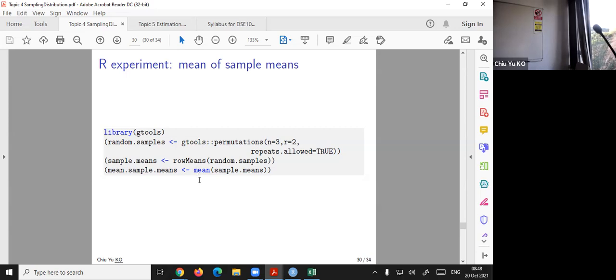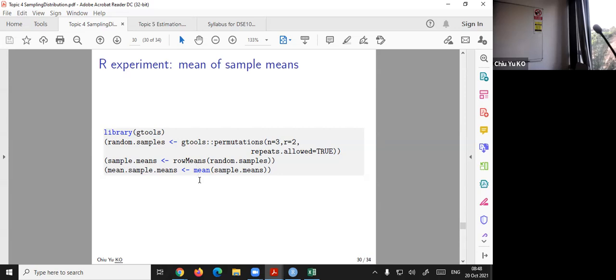The second step is I want to calculate the sample mean. I generate all the samples, all the different combinations, and I want to calculate all the sample means. Once I have the sample mean of each sample I've drawn, I calculate the mean of those sample means. This is the expectation of the sample mean. Then I will show this will be the same as the overall mean.